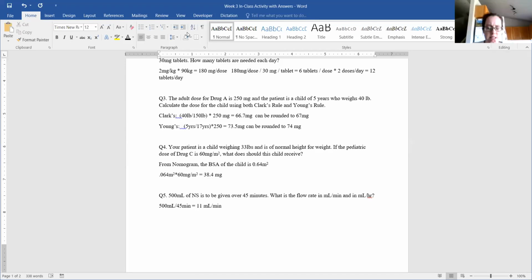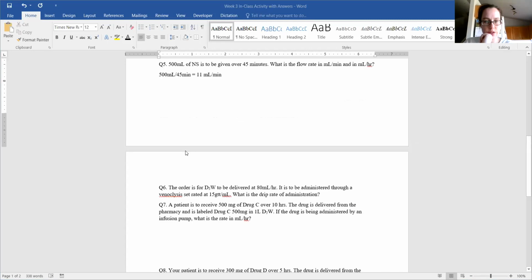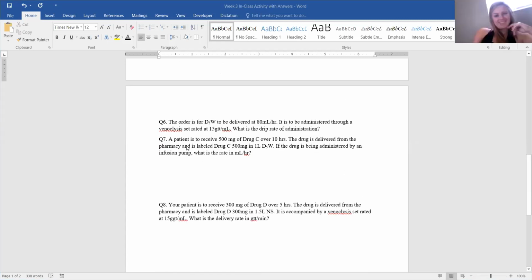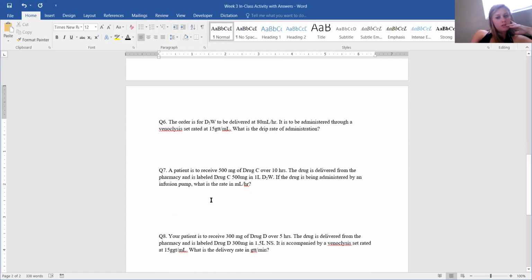Okay. Grams of drug C over 10 hours. The drug is delivered from the pharmacy and is labeled drug C 500 milligrams. Would it be the volume over time equals flow rate? So would we be taking the 1 liter?